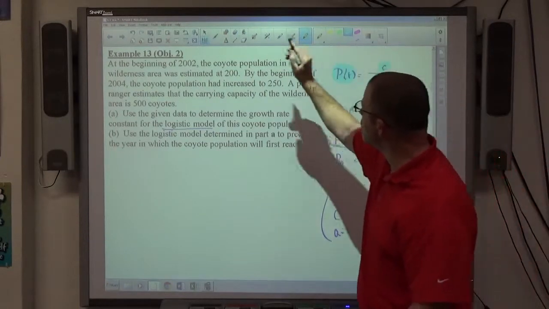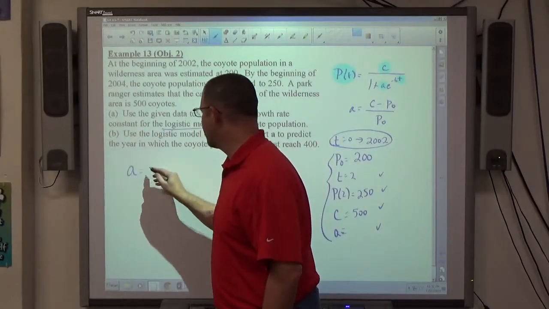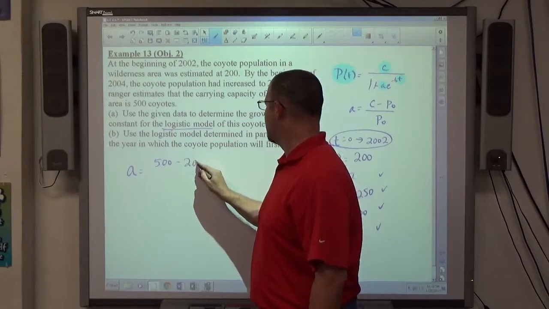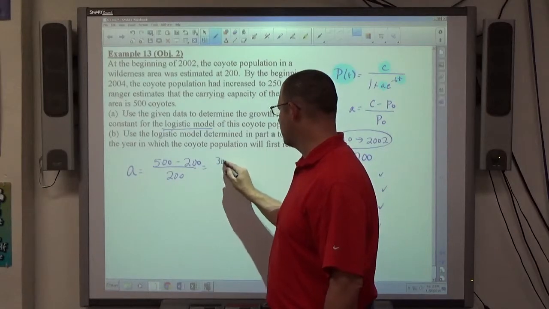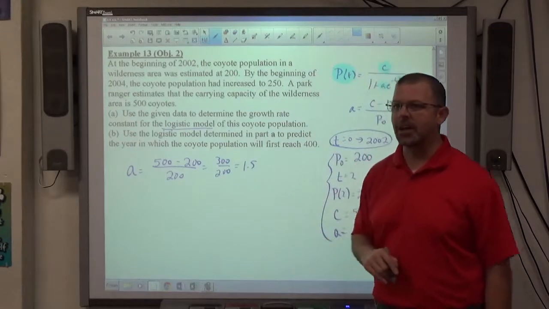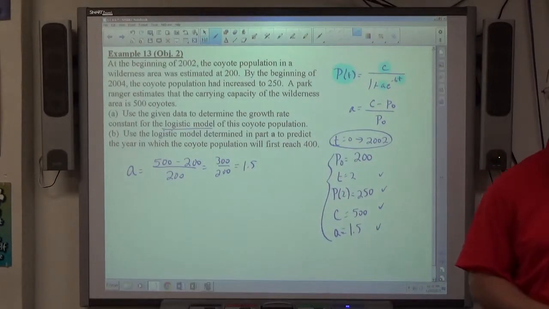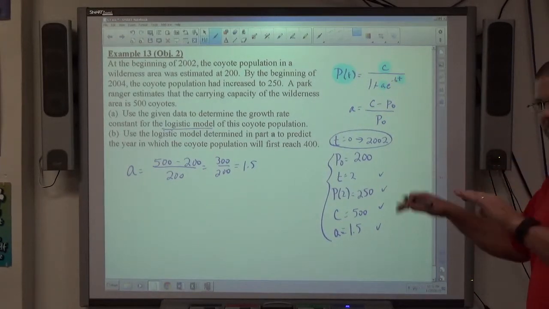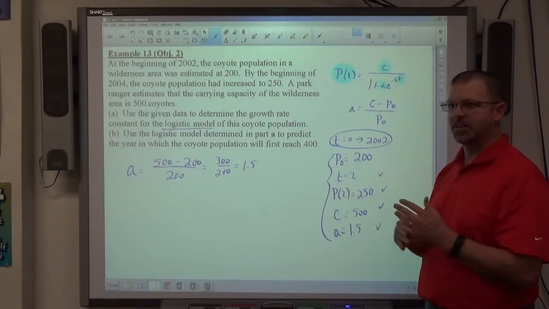Okay, so if we move on to actually do this, obviously we need to find out what A equals. So I take the carrying capacity 500, subtract the initial population 200, and divide by the initial population 200. That comes out to 300 200ths, better known as 1.5. As long as it comes out to a friendly decimal like that, I'm fine with decimals. Otherwise, I'd prefer a fraction. Fractions are much more accurate than rounded, repeating or even non-repeating decimals. So 1.5 is fine since it's a nice terminating decimal.